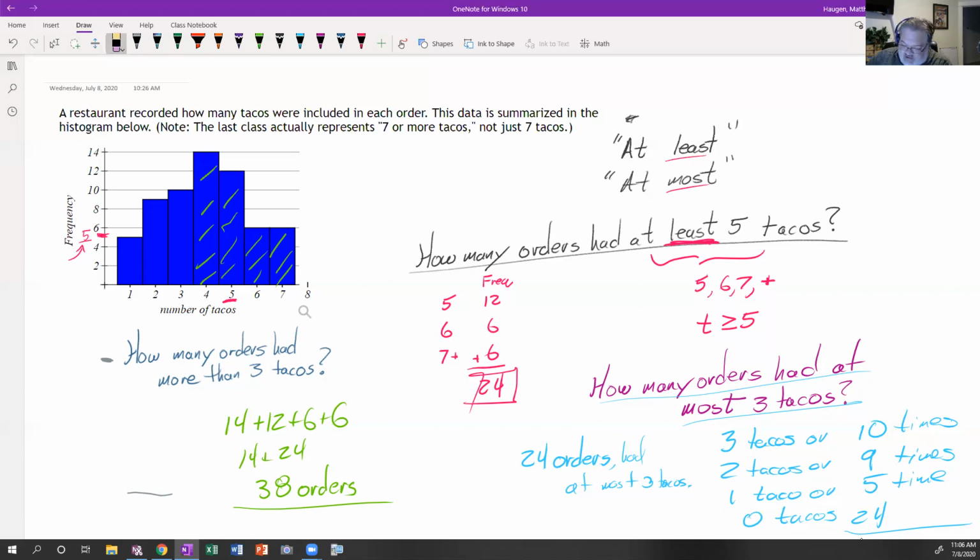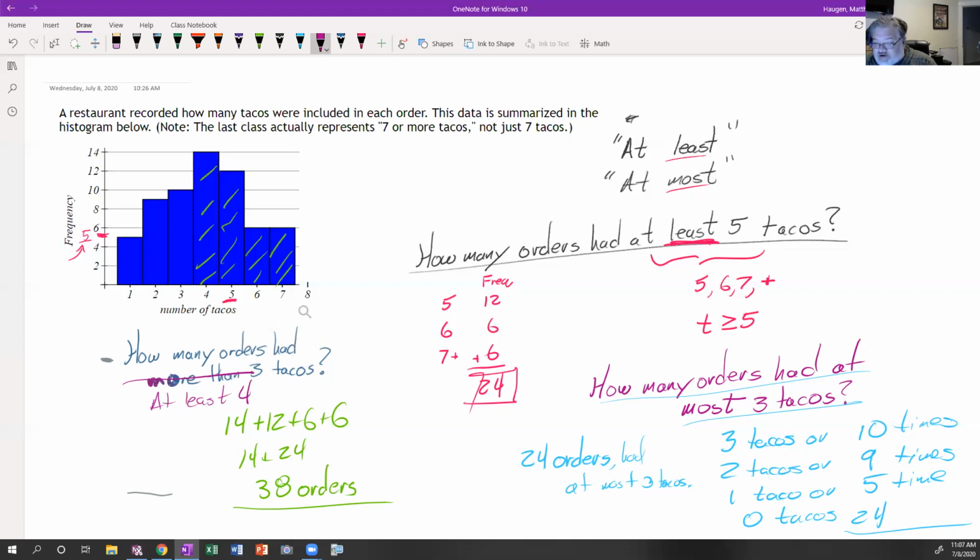So if we wanted to not say more than or less than, but the at least, at most, this more than 3, what would that turn into if we wanted to use the at least or at most? More than 3 would turn into at least 4. That would put that into our at least, at most language.